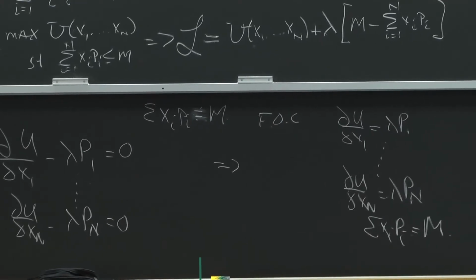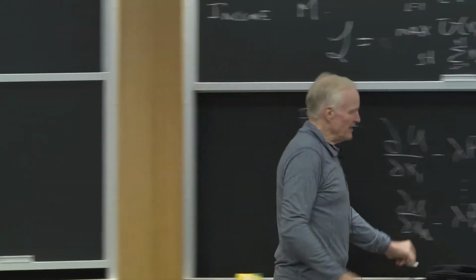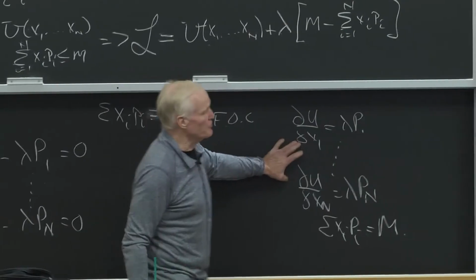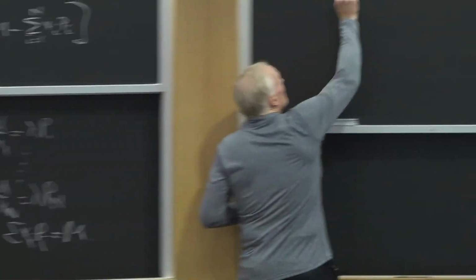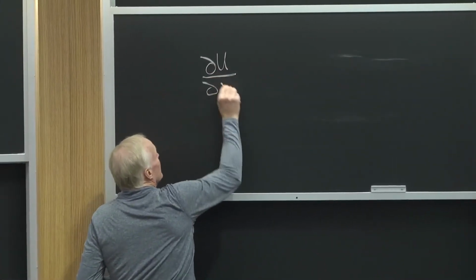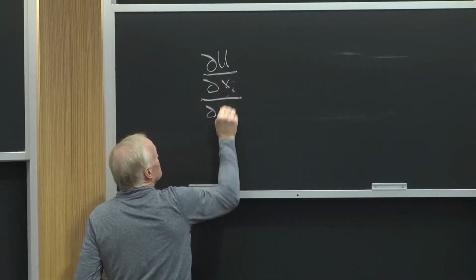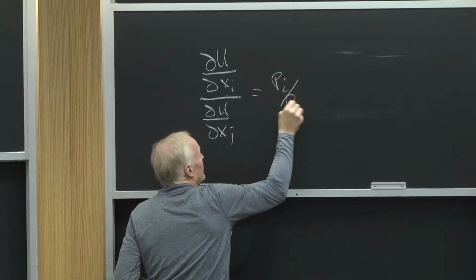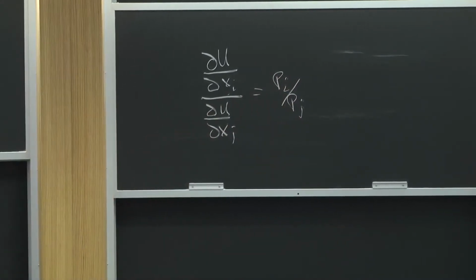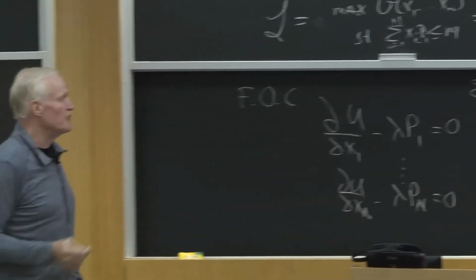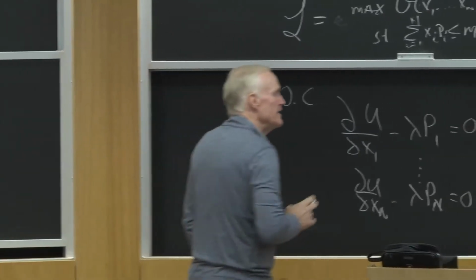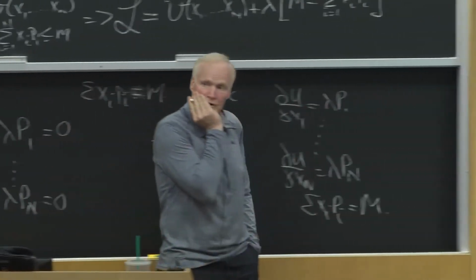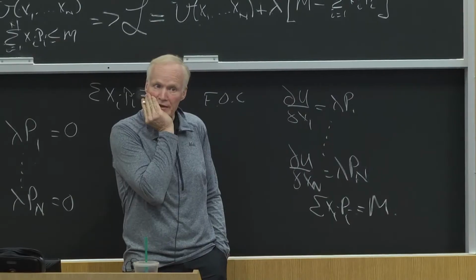And what do those first order conditions tell us as a matter of economics? Well, let's take the ratio of any two of these first order conditions. Partial u partial xi divided by partial u partial xj equals pi over pj. So any pair of those equations, I could take the ratio of to give me that formula there. What does that tell me? How do you interpret that equation?